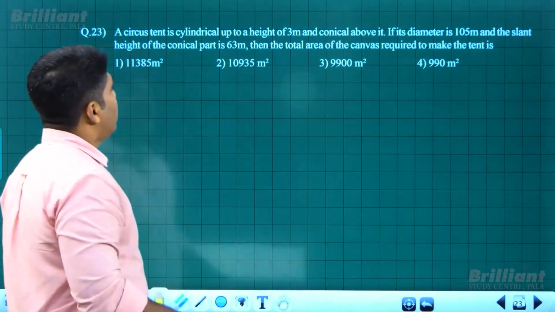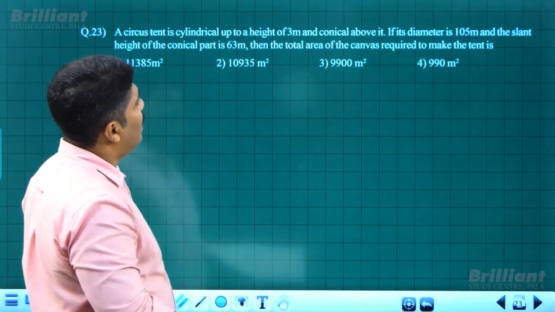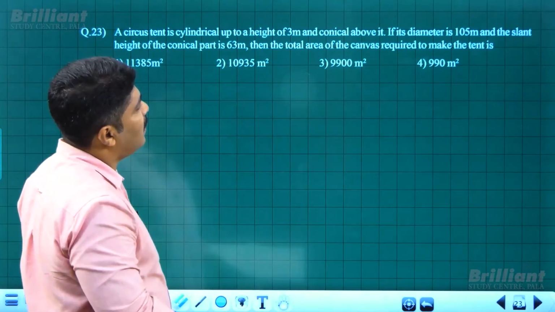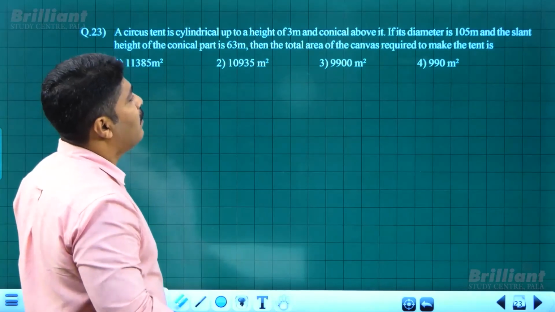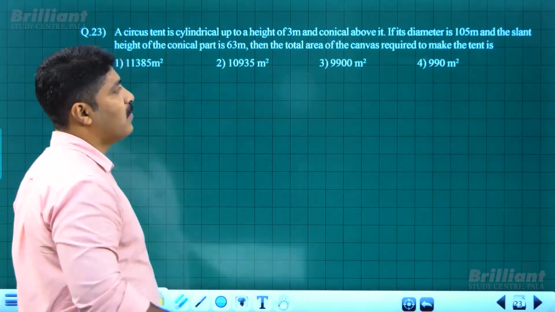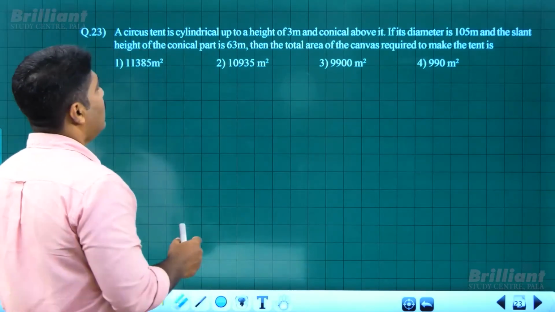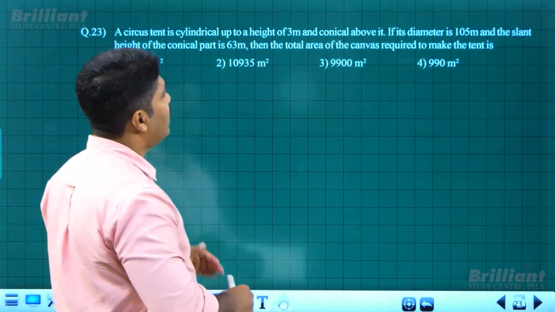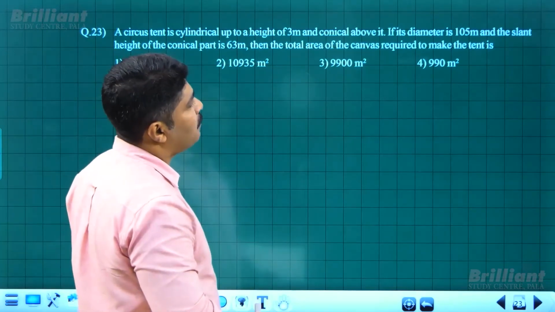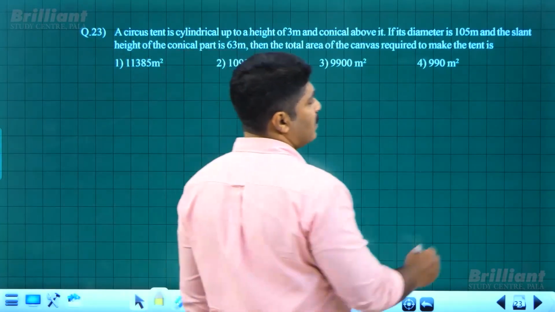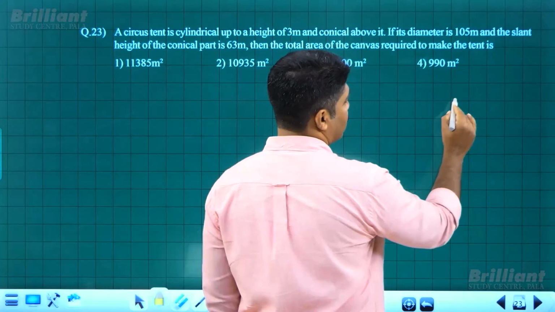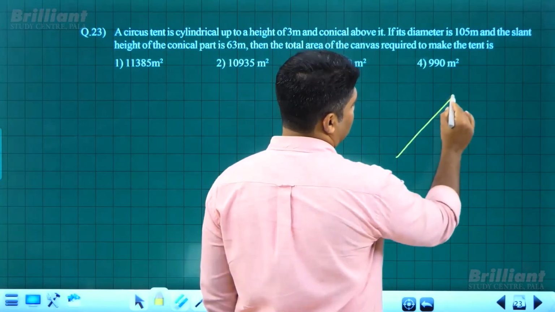A circus tent is cylindrical up to a height of 3 meters and conical above it. If its diameter is 105 meters and the slant height of the conical part is 63 meters, then what is the total area of canvas required to make the tent? So first of all, we have to understand the structure of this tent.